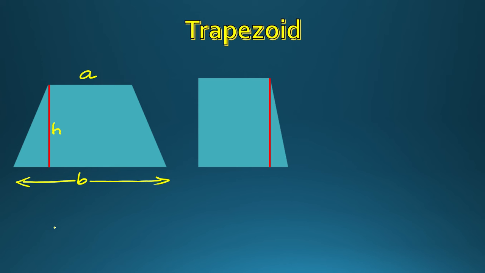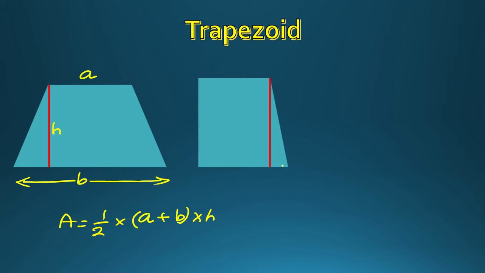Okay, now what will be the area of the trapezoid? The area of the trapezoid will be half of the sum of the parallel sides, meaning A plus B. Parallel sides means those that do not meet. So these two sides will never cut each other. So that's what they are, parallel sides. Okay, times H.